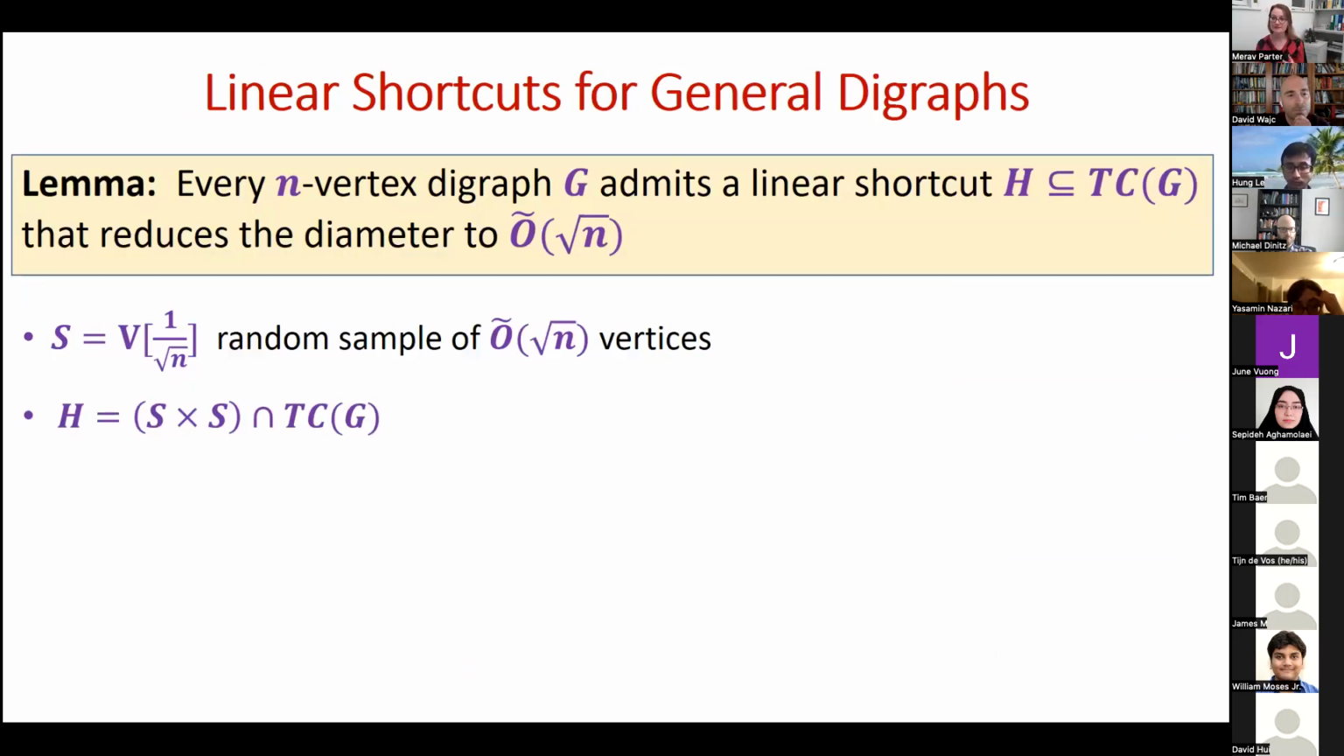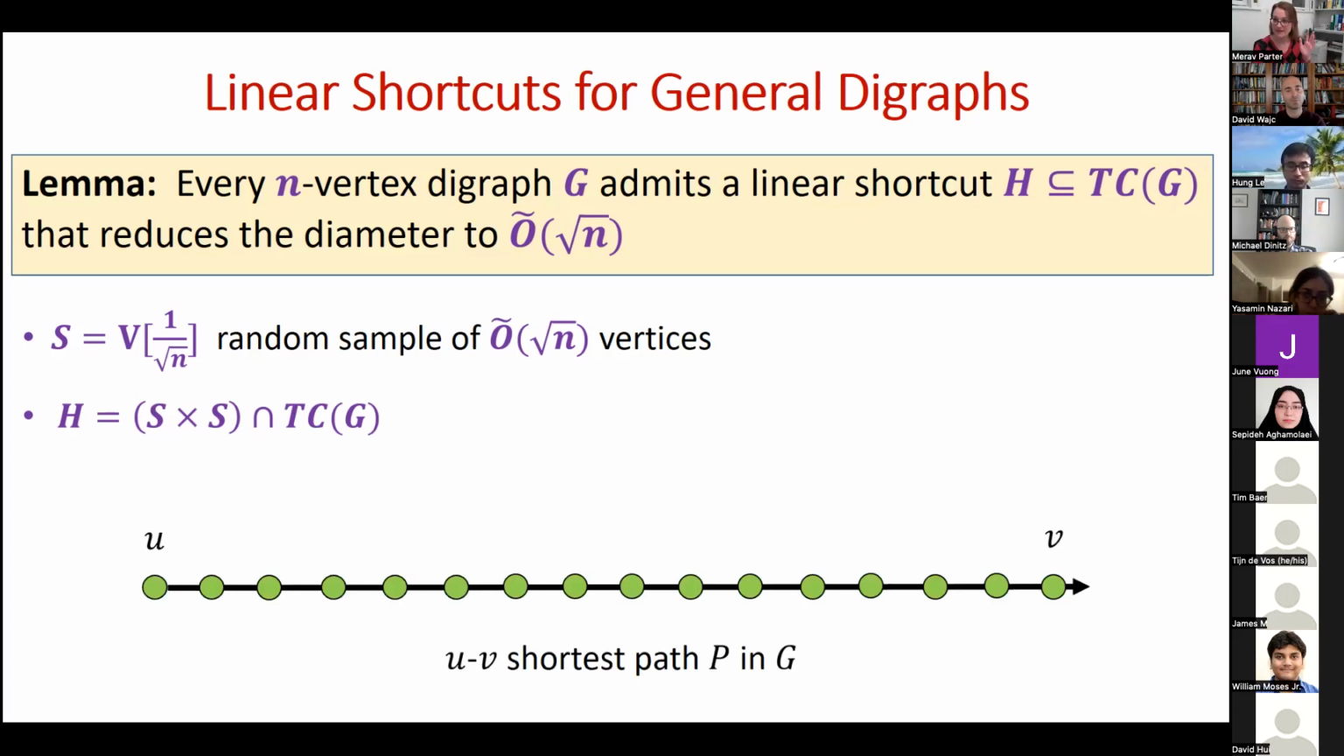So to get some warm-up and get used to these shortcuts, let's just start with the folklore algorithm and see how we can get a linear size shortcut with diameter of square root n. The idea is very simple. We sample a collection of square root n many vertices, by sampling every vertex independently with probability 1/square root n. And then we just add all the possible edges in the transitive closure between every pair of sampled nodes. So this is at most n edges.